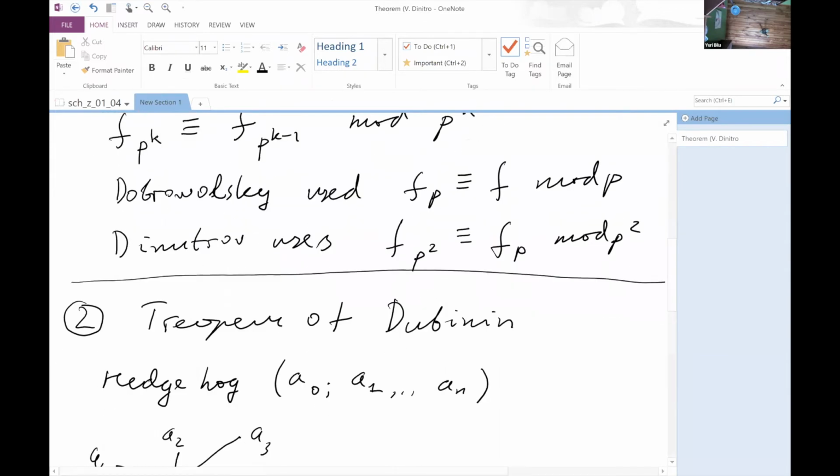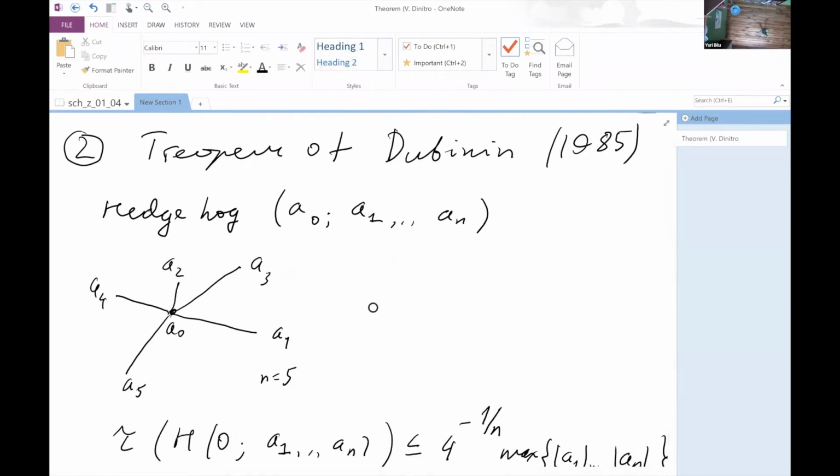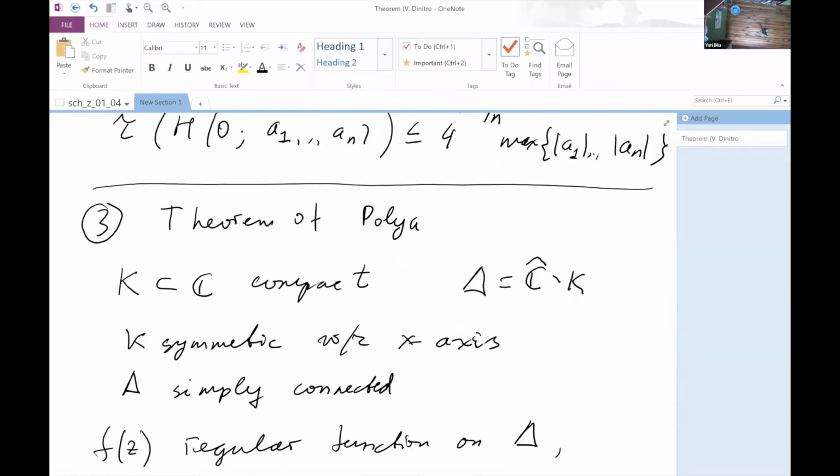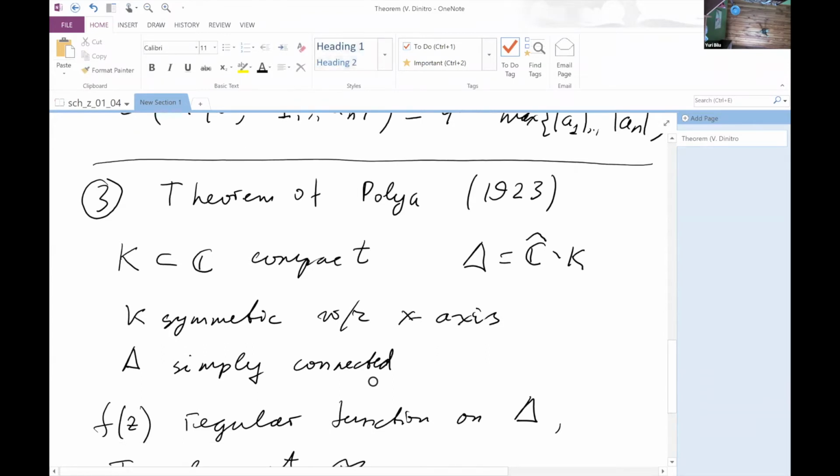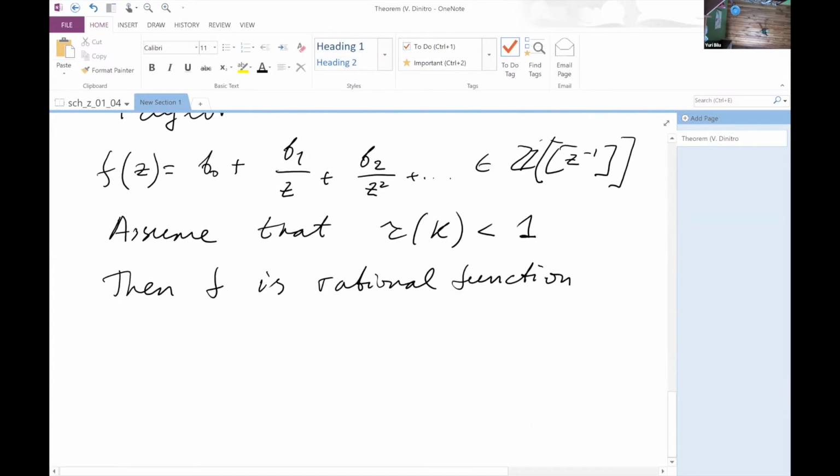The theorem of Dubinin is from '85. And the theorem of Polya is from '23. So also very old. So using very classical mathematics, Dimitrov managed to prove a beautiful theorem.